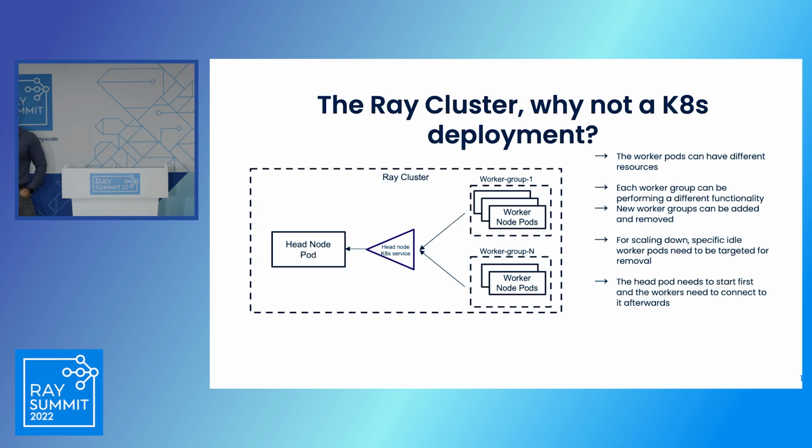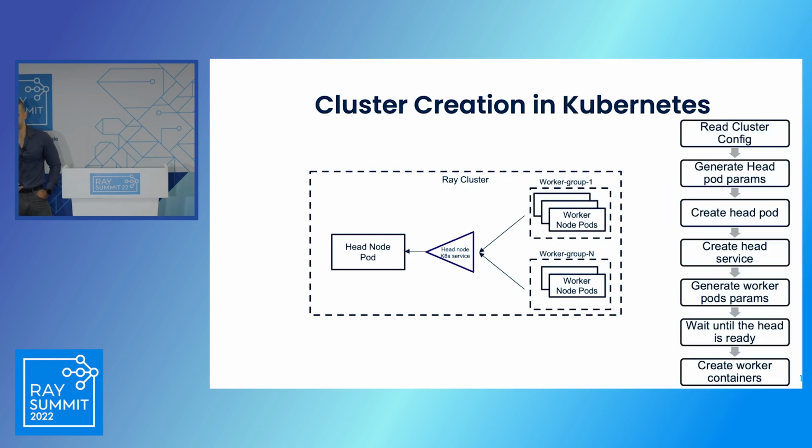And finally, we have that order of instantiation. The head pod needs to start first, it needs to be ready, and then the worker pods can go ahead and register afterwards and connect to the head pod. So for all those reasons, a simple Kubernetes deployment cannot do the job, and we need a smarter workload manager that's capable of doing that. If we look at the cluster creation in Kubernetes by the Ray operator, it starts by reading a cluster configuration. It generates the head pod parameters, creates the head pod, creates the head service, generates worker pod parameters, waits until the head pod is ready, and then the worker containers will be created.